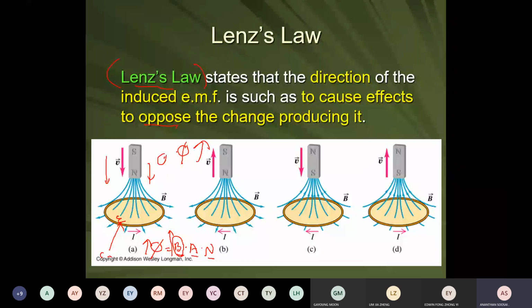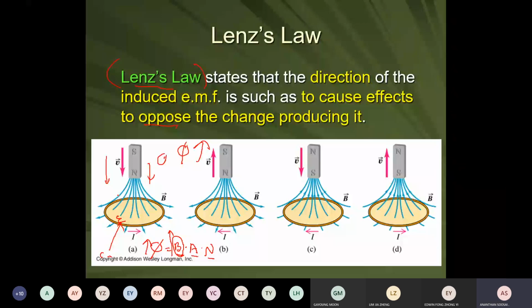You don't want this change. You don't want this flux to rise. You don't like the change. The change happening here is that the flux is rising, so you stop the rise. How can we stop the rise? A current is created in the anti-clockwise direction. Why can the current in the anti-clockwise direction stop this change?